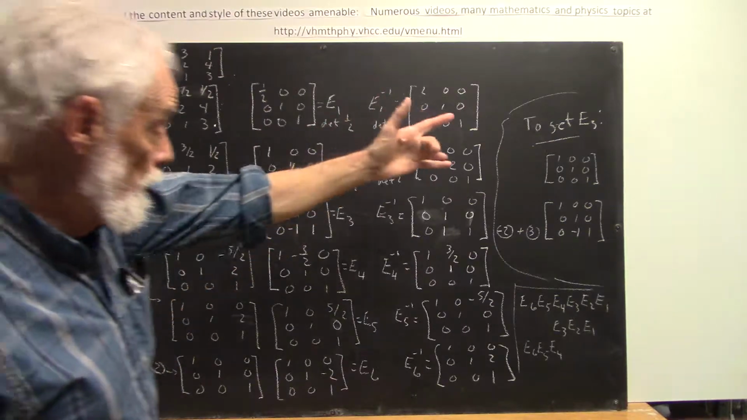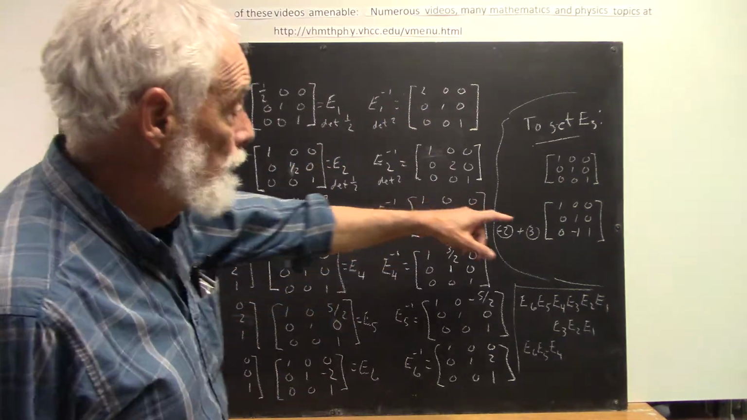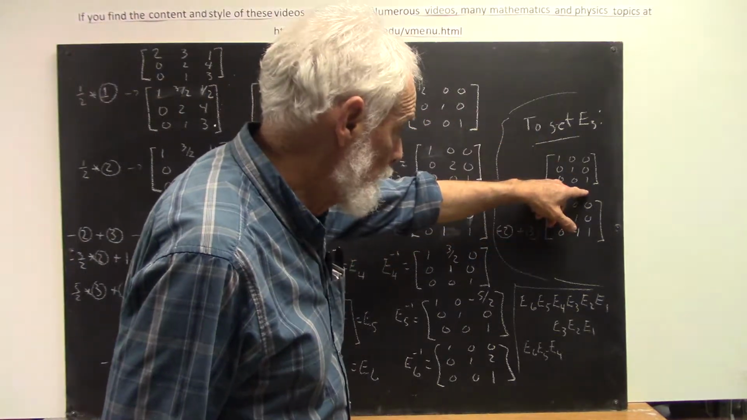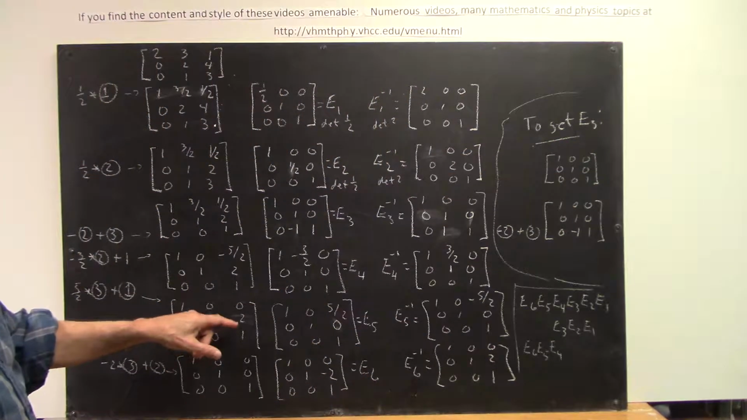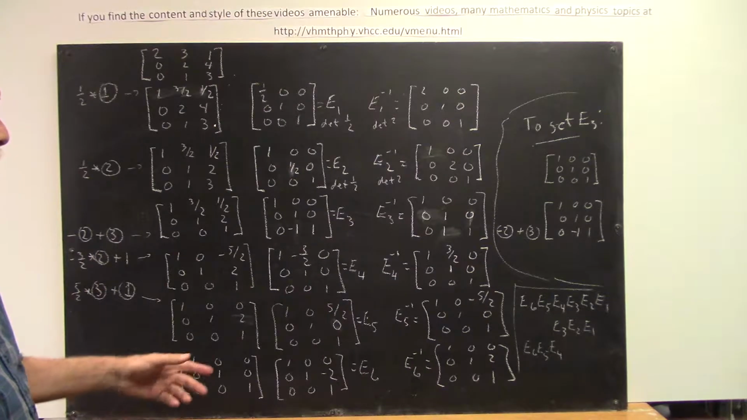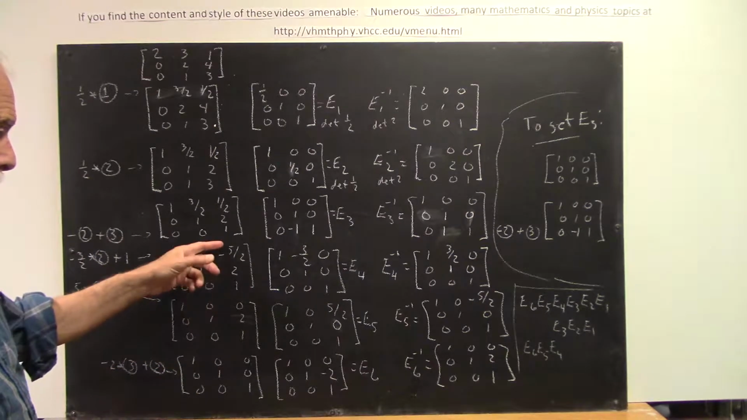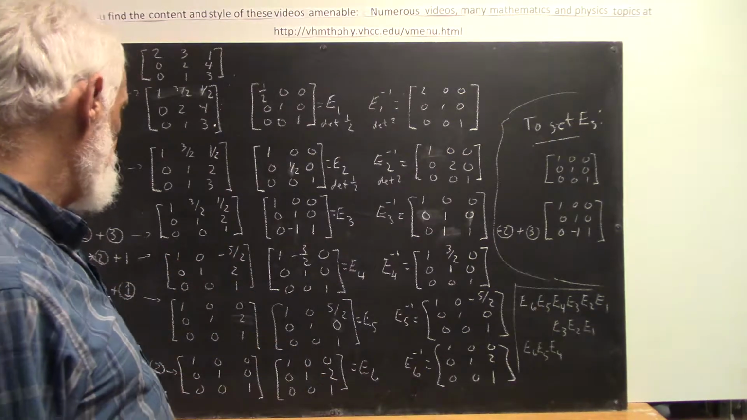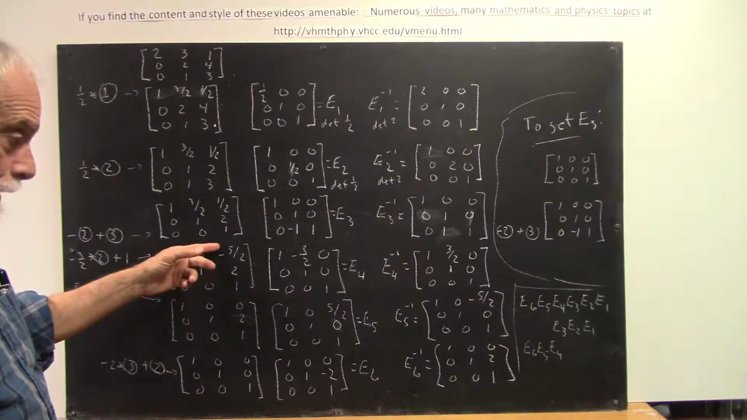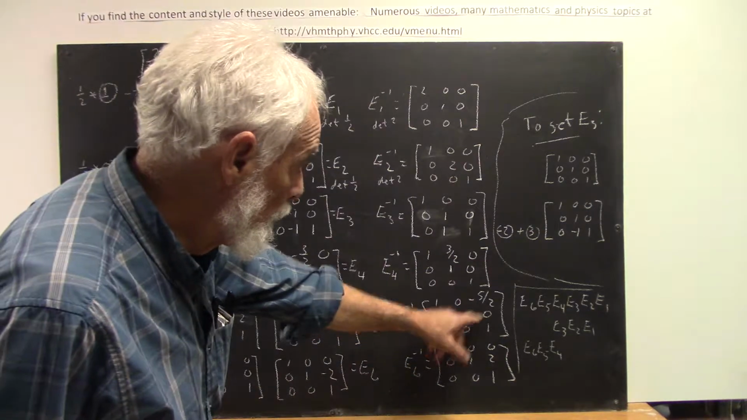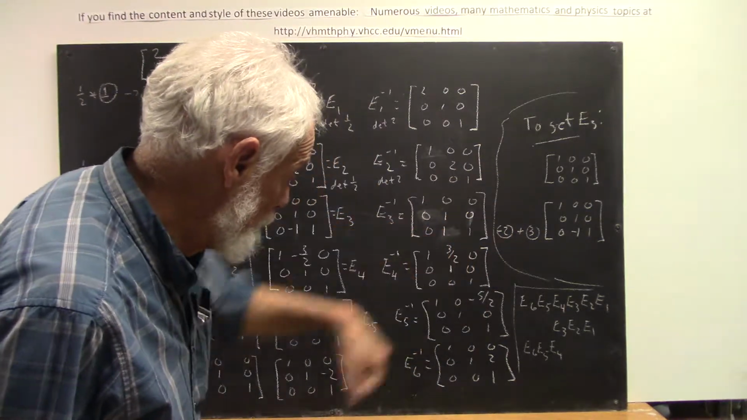We do that to the identity matrix, add 5/2 of the third row to the first, and this is what we get. And if we wanted to go from here back to here, we would subtract 5/2 of the third row from the first to get this. And that's what we do to the identity matrix in order to get E5 inverse.